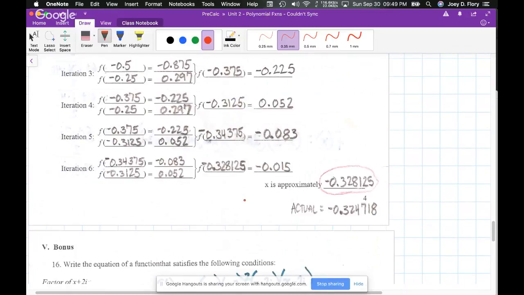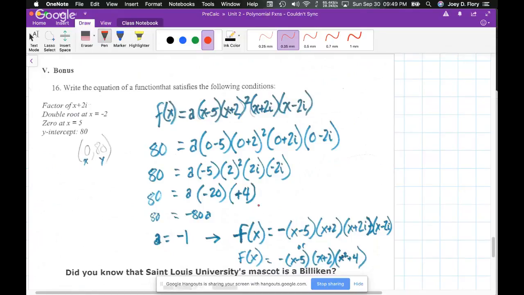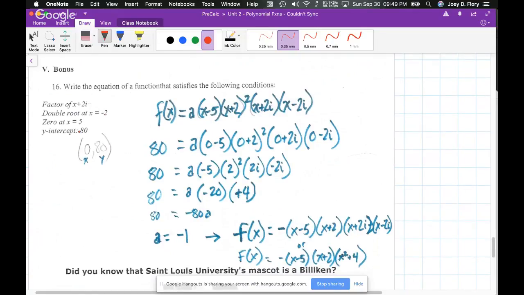And then the bonus. This is similar to a question earlier where you're given a bunch of roots and asked to come up with an equation. It doesn't tell us to write it in standard form, so factored form is just fine. But remember that factor theorem that if a number is a root, then x minus that number is a factor. So pair each root with a factor. They tell us we have a double root at x minus 2, so make sure you give that x plus 2 a multiplicity of 2.